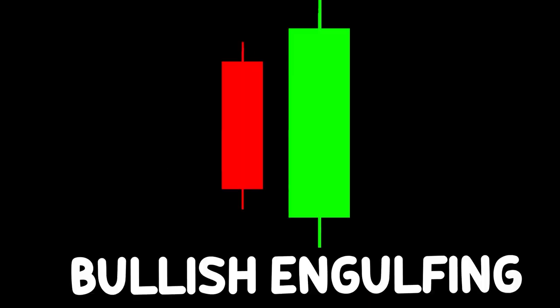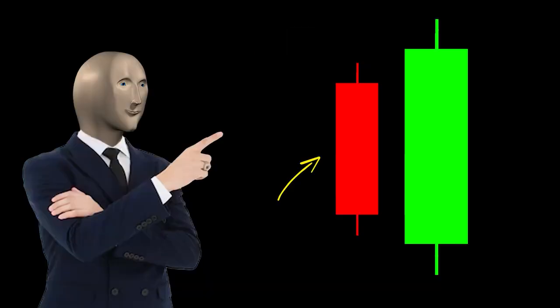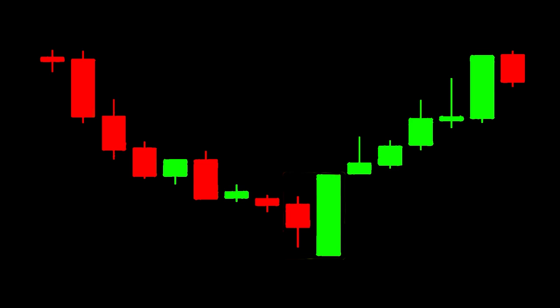Next up, the bullish engulfing, a 2-candle pattern. A small red candle shows weak selling, then a big green candle swallows it, signaling buyers taking charge. It's strong after a downtrend, especially near support. Confirm with volume or a resistance break. Enter above the green candle's high, stop below its low.